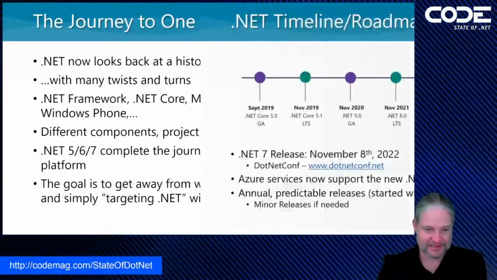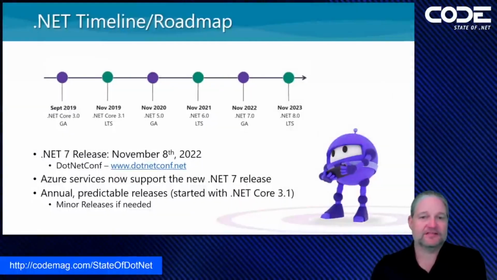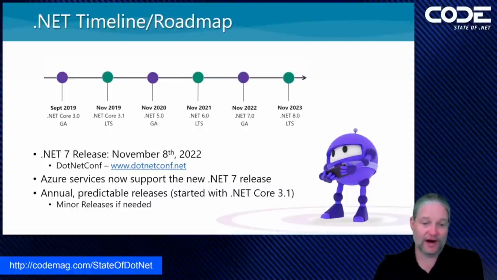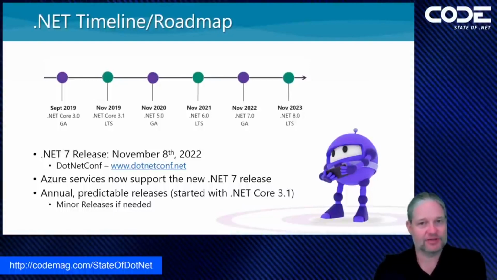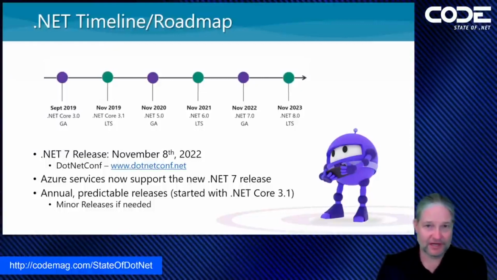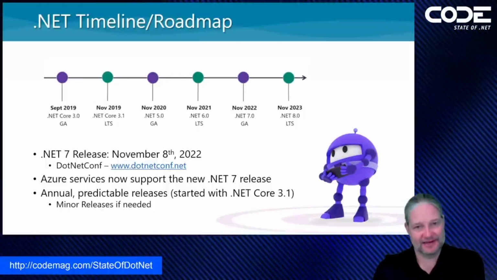I think I talked about that enough, so let's move along. Now let's take a look at the roadmap. And the roadmap, again, is also one of those things that I've had on my slides for quite a while now in an almost unchanged fashion, because it's been very predictable. And predictability has been a big goal of the .NET timeline and roadmap.